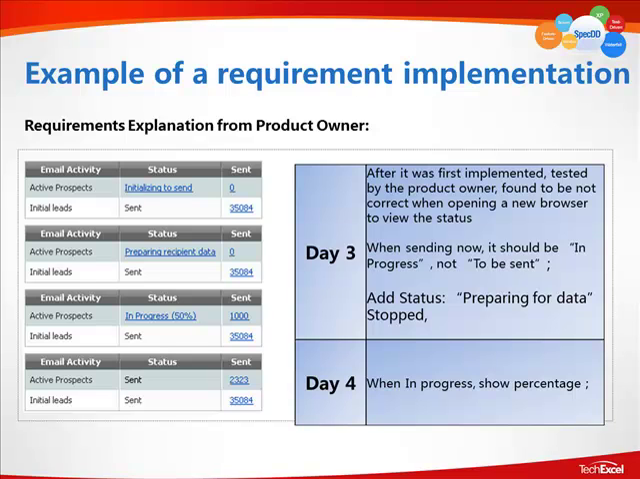As they kept on developing, they also found another issue on day 4. They wanted to add a new feature where if it was in progress, to not only simply state in progress, but to show the percentage as well. So right away you can see, with such a simple requirement, within a span of 4 days, not even a week, we've already gone through 2 sort of mini iterations, mini changes that needed to be done.